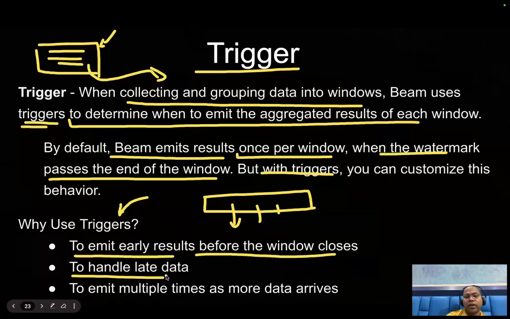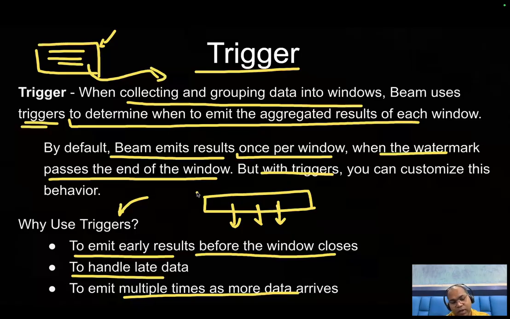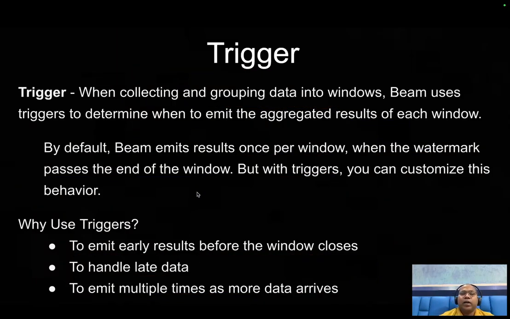Some data does not come within the watermark, so how do we handle it? Sometimes you want to emit multiple times or more data. Instead of emitting once, you want to emit multiple times within a window. So the trigger helps the Apache Beam model decide when the calculated window data is going to be emitted.